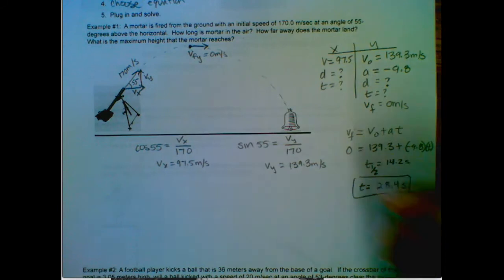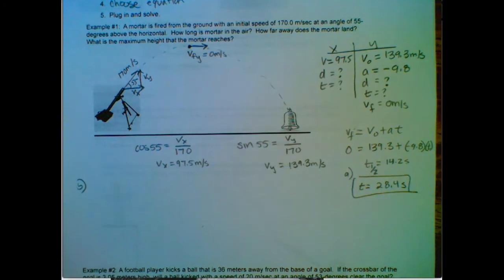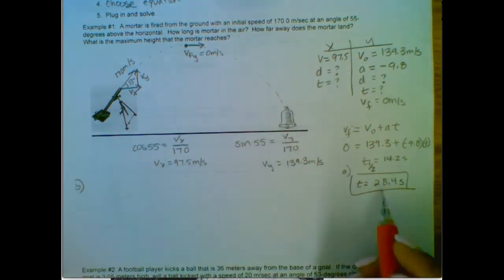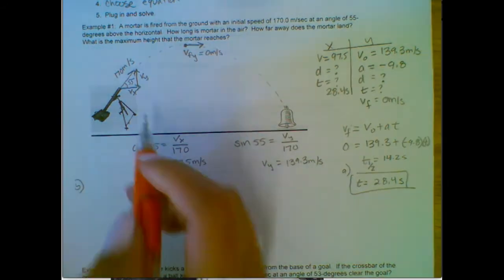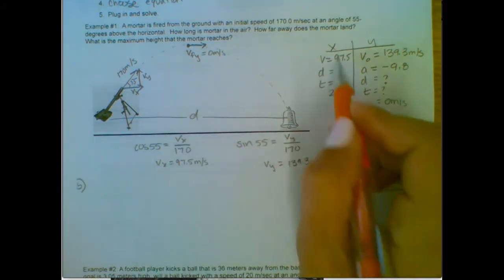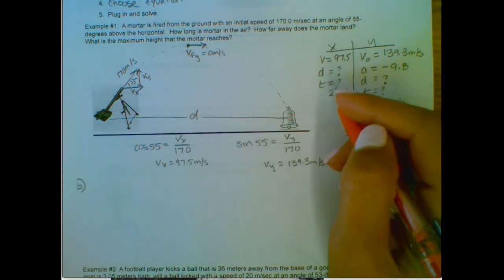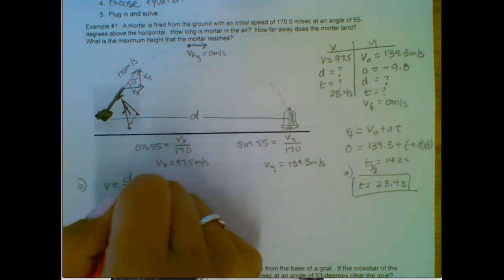Now the second part says how far away, so I'll just label this A. Let's put B over here. How far away does the mortar land, and what is the maximum height the mortar reaches? In order to figure out how far away the mortar lands, it lands after the full time has passed. So we can take this 28.4 and put it into that x direction. Since we're looking for the d in the x direction, we're in this column now. Remember, you cannot mix columns. Don't use stuff from the y column and stuff from the x column in the same equation. So if we're on part B, we're using the x column, which means we only have one equation.